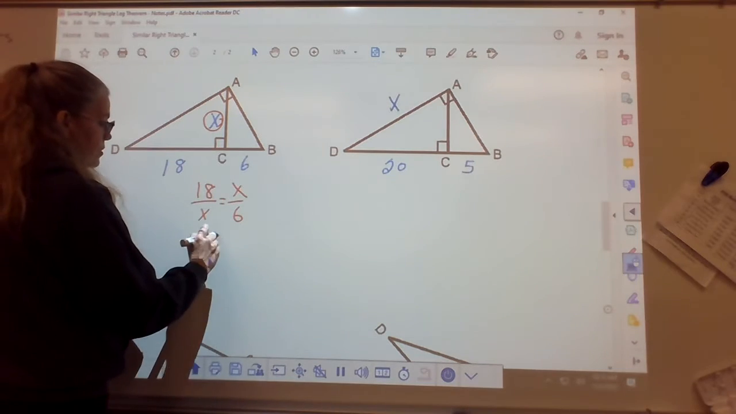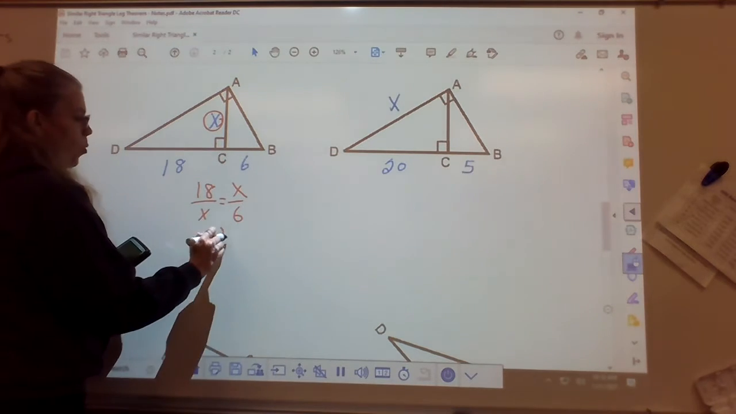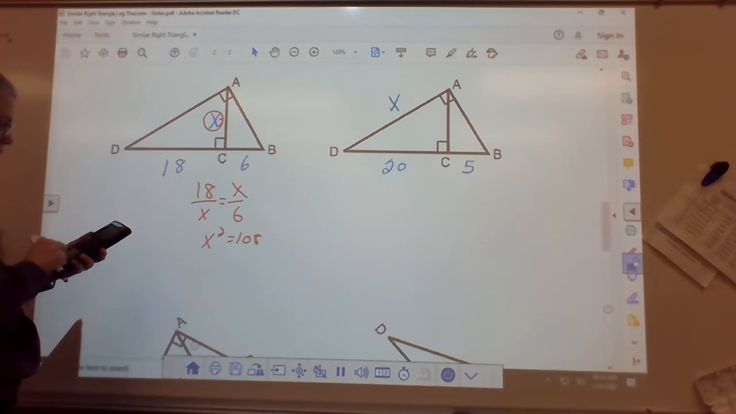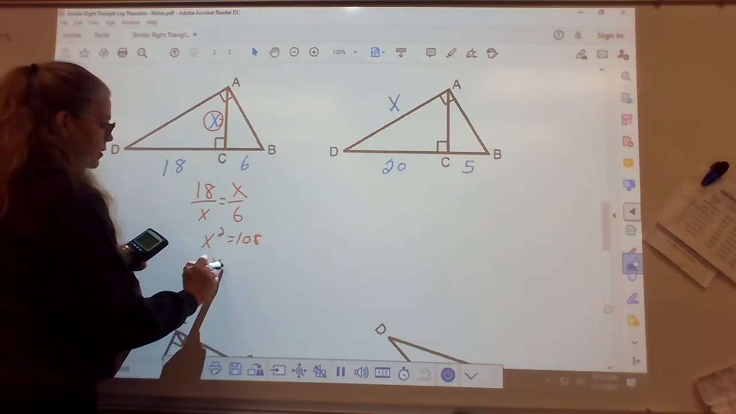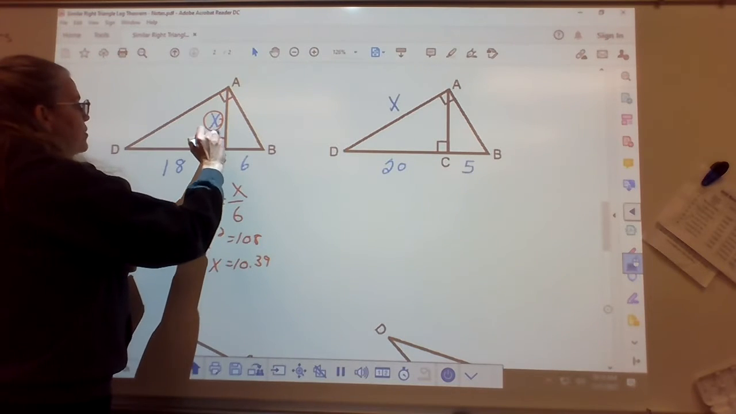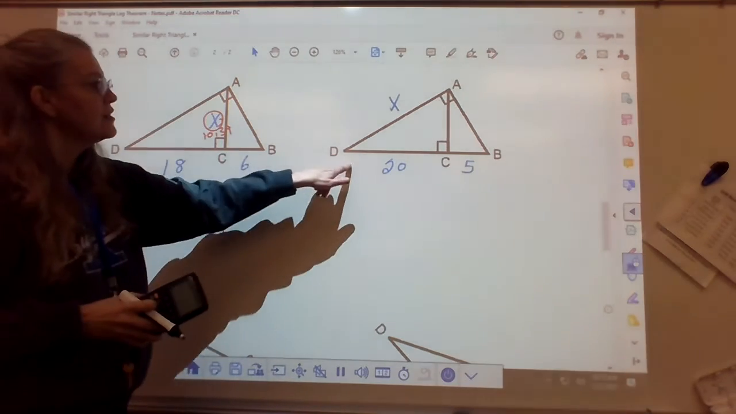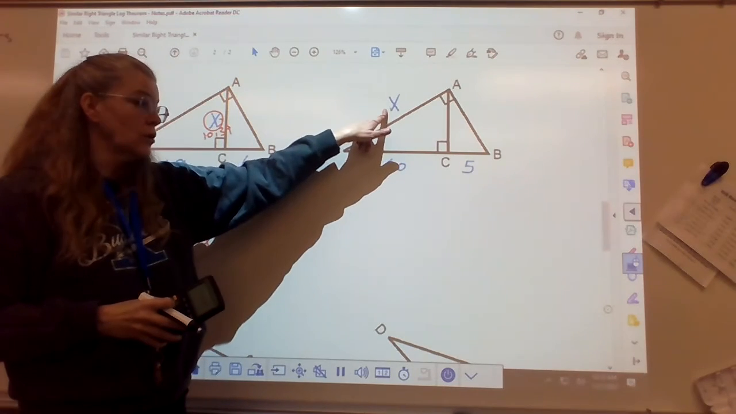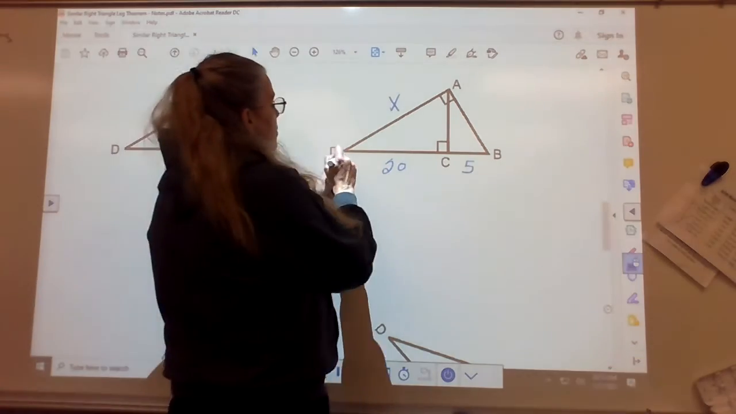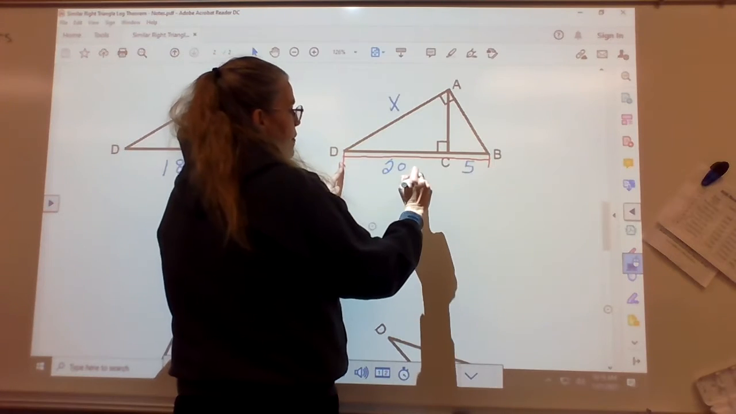Multiply out your diagonals. 18 times 6, 108. Square root the 108, 10.39. So therefore, 10.39 is my middle. That's my middle. This guy, I had something on a corner. So that uses today's formula. Remember, today's formula, you've got to find that total. So 20 plus 5 is 25.